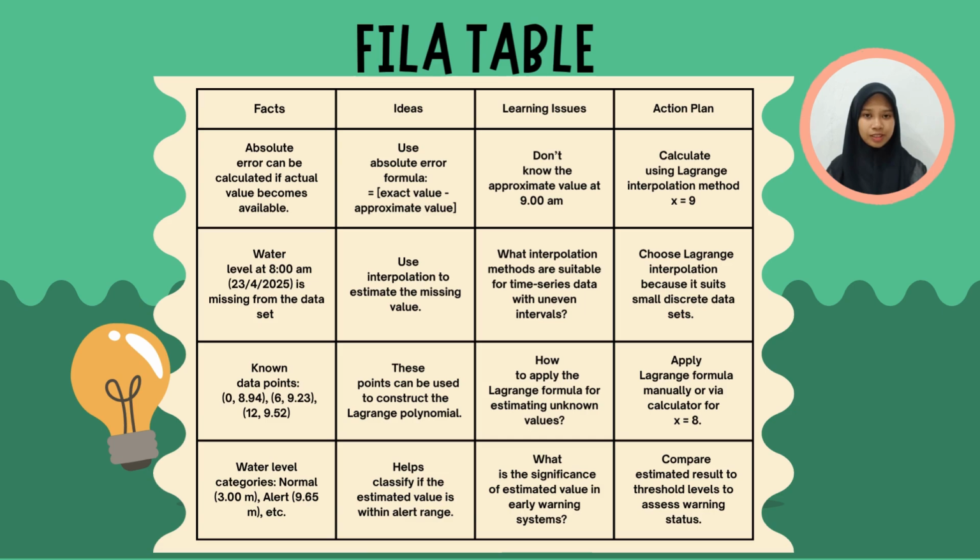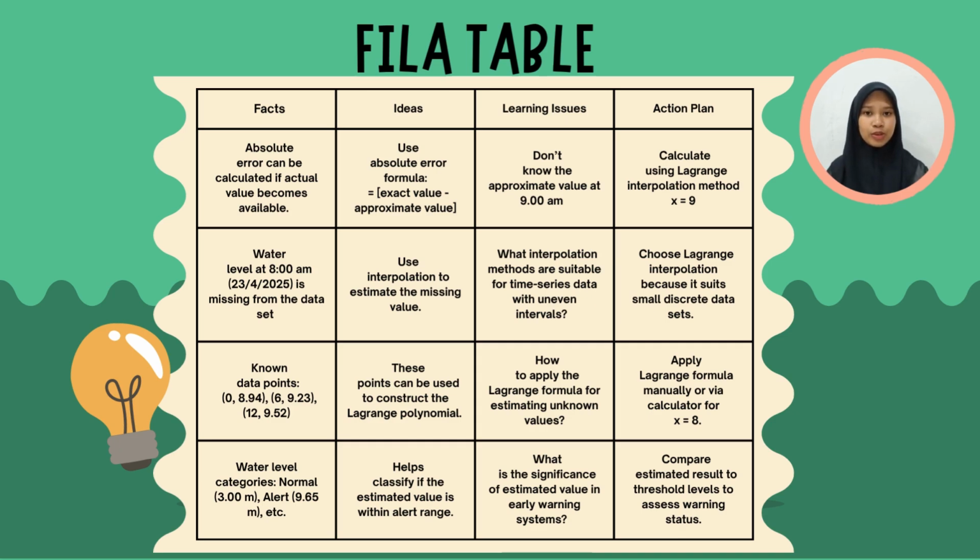To estimate missing water level data, we use interpolation, specifically the Lagrange interpolation method, which is well suited for small, uneven time series datasets. For example, the water level at 8 a.m. on 23rd April is missing. Using known data points at time 0, 6, and 12 hours with corresponding water levels of 8.94, 9.23, and 9.52 meters, we can apply the Lagrange formula to estimate the missing value. This method also allows us to estimate the value at 9 a.m. using x equal to 9.